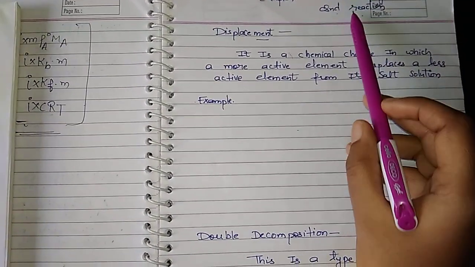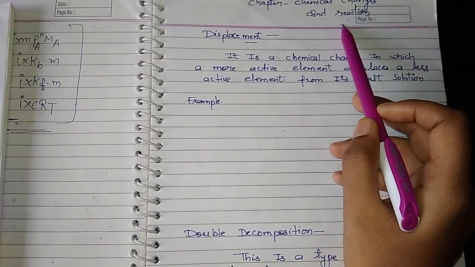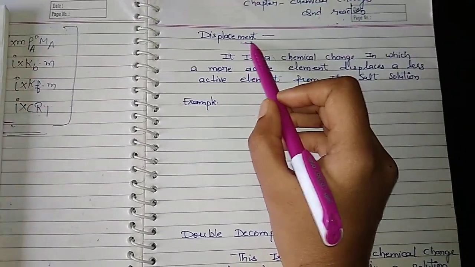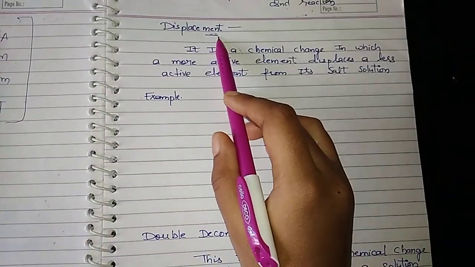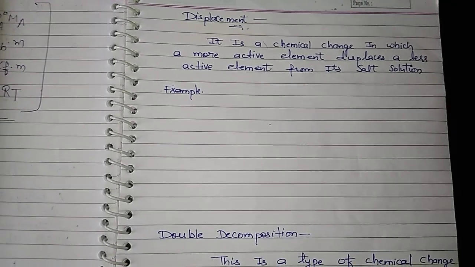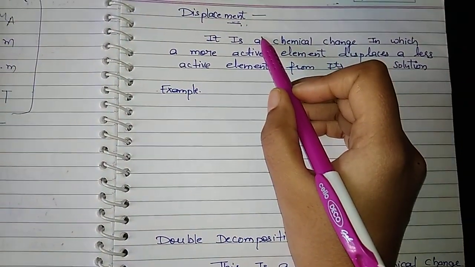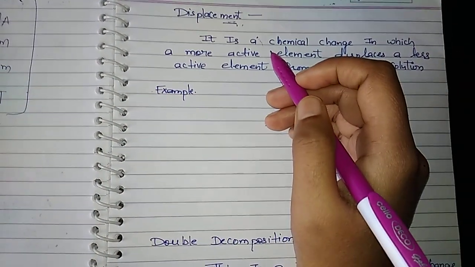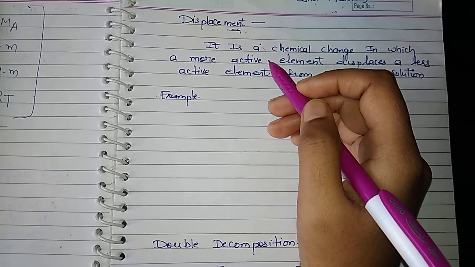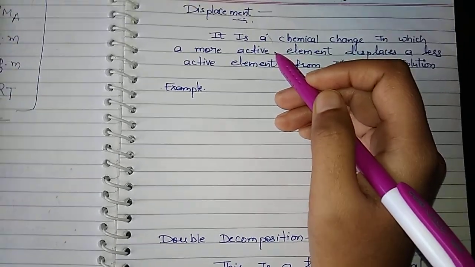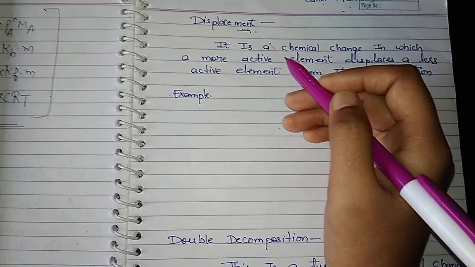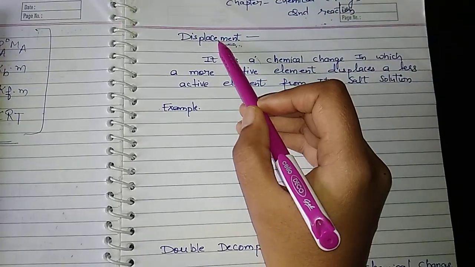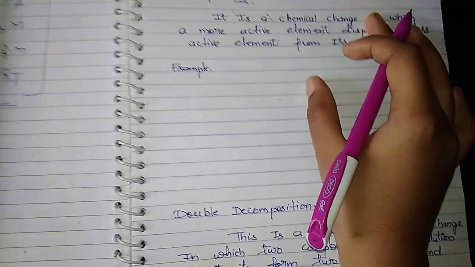Class 9th, chapter Chemical Changes and Reaction. Today we are going to discuss displacement reactions. In the previous video, we already started the types of chemical changes or chemical reactions, and two types we already discussed: direct combination and decomposition. And now we are going to discuss displacement reaction.